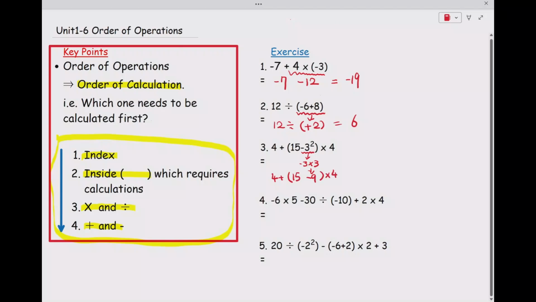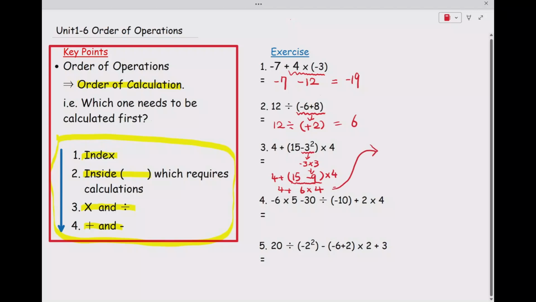The next thing to calculate is what is in the brackets. So, we calculate bracket 15 minus 9 first. And then, the original equation becomes 4 plus 6 times 4. Now, what was the next thing to calculate?